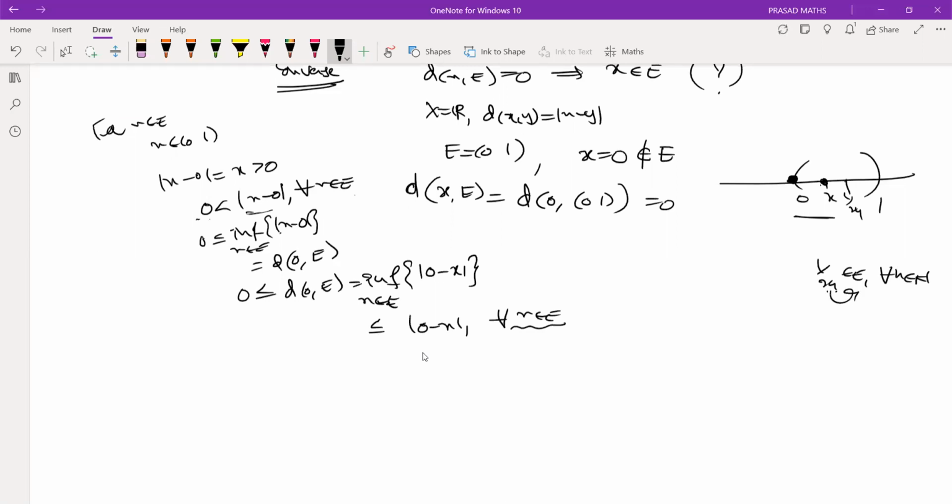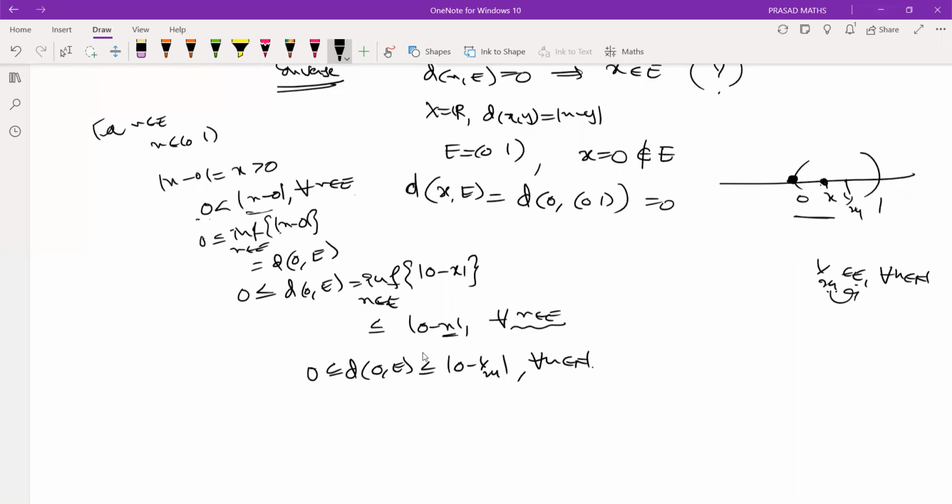If you take n equals 2, 1 by 4 belongs to E. Therefore, in particular, the distance between 0 and E is always less than or equal to 0 minus 1 by 2n. This is true for every n. Yes or no? Because I can take x equal to 1 by 2n. Now, this is true for every n, which means what?